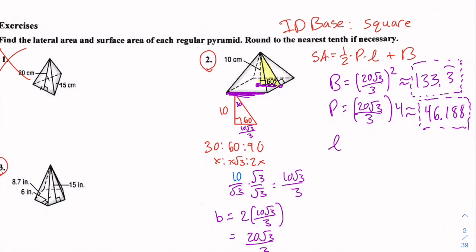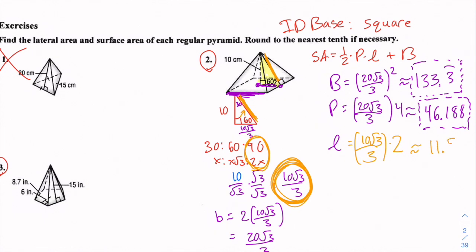And then the slant height. Okay, so this slant height here, I'm gonna get orange. This slant height is part of that 30, 60, 90 triangle. So to find the slant height, that's opposite the 90. So if it's opposite the 90, I need to take the value opposite the 30 degrees and times it by 2. So 10 radical 3 over 3 times 2. This would get me approximately 11.547 for the slant height.